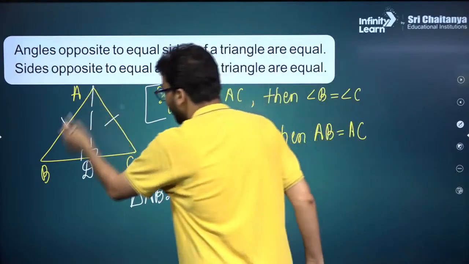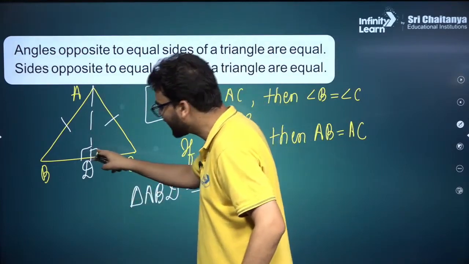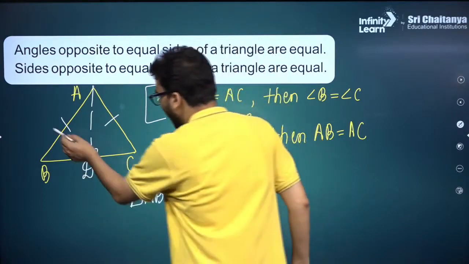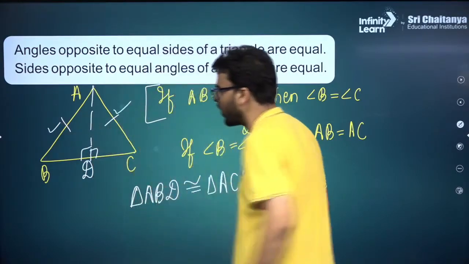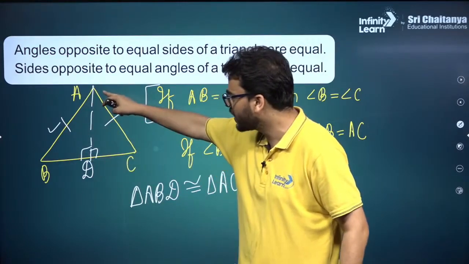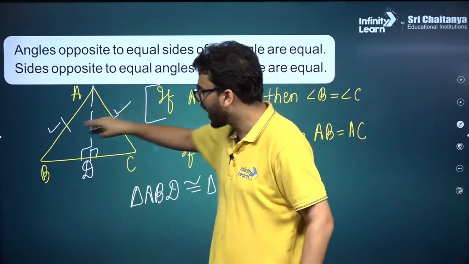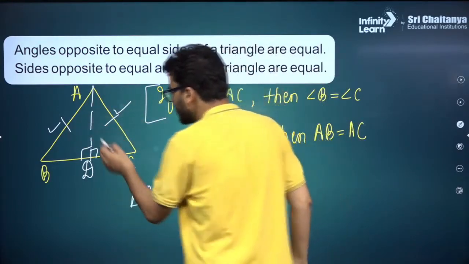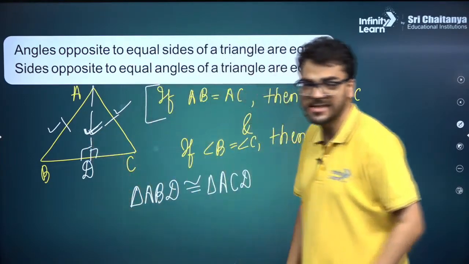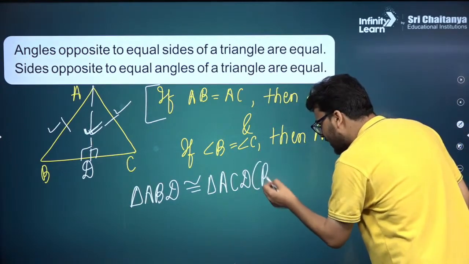In triangles ABD and ACD, they both are right angled triangles by construction because we have dropped a perpendicular. Their hypotenuses are given to be equal because AB and AC are the hypotenuses of right angled triangles ABD and ACD. And one side apart from the hypotenuse, that is AD, is equal as well because it is common. So they are congruent by RHS congruency criterion.